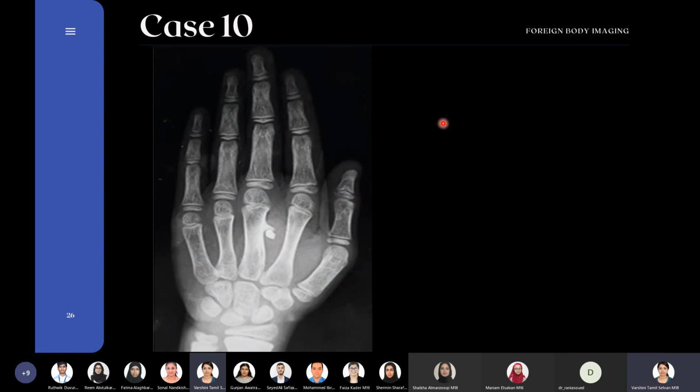So the last but definitely not the least case. Can you guys see my screen? Okay, yes, thank you. So, what do you guys think is happening in this X-ray? No, it's not the wrist actually. You're close, but it's not the wrist. The wrist is perfectly fine. What do you guys think?